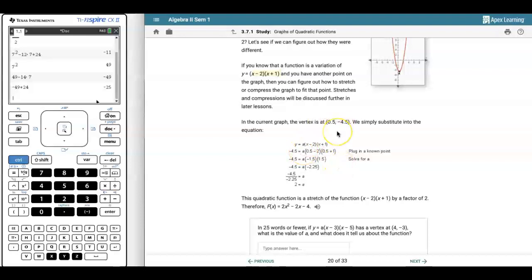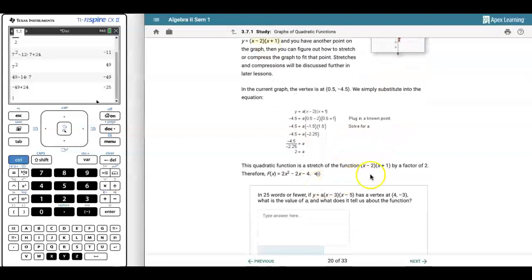So we can look at the vertex of our current graph here. When we plug that in, we end up getting a equals 2. So what we do is we multiply our entire factor by 2. You could call this a stretch: you stretched by 2.